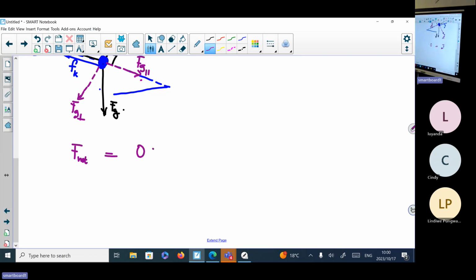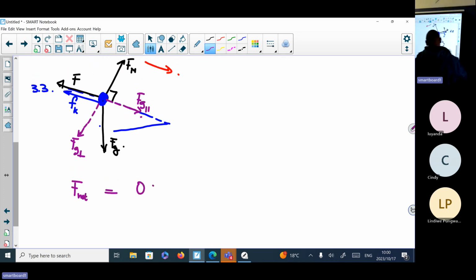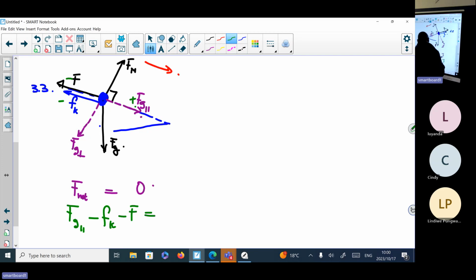So our opening statement would be that the net force acting on this object is 0, but only after we have drawn the free body diagram. The direction of motion we are going to take as positive, so that these two, which are in the opposite direction to the motion, are negative. So I've got Fg parallel in the positive direction, the kinetic frictional force in the negative direction, and the applied force in the negative direction. All of these add to 0.